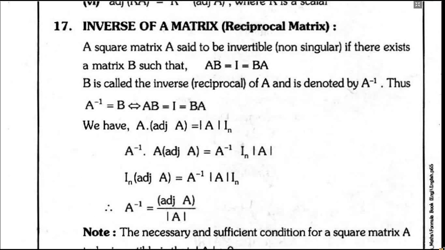Inverse of a matrix, or reciprocal of a matrix. A square matrix A is said to be invertible or non-singular if there exists a matrix B such that AB equals the identity matrix and BA equals the identity matrix. B is called the inverse or reciprocal of A and is denoted by A inverse, A to the power minus 1. Thus A inverse equals B implies that AB equals I equals BA.